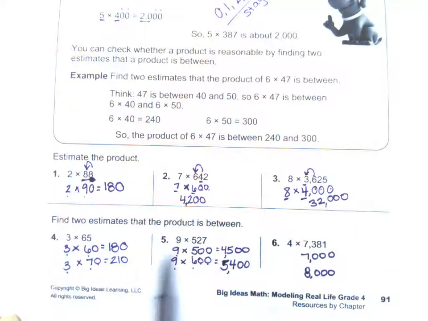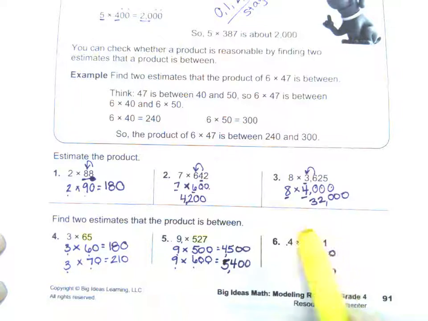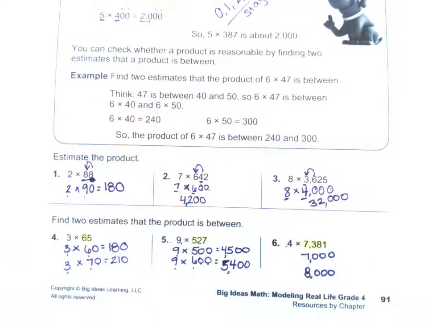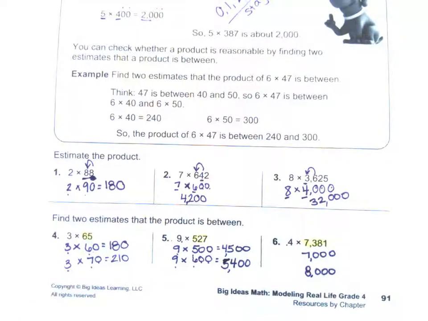I'm not looking at the one-digit factor in all these problems. I'm not focused on that. I'm focused on the multi-digit factor. So 527, that's the one I'm focused on, okay? You look at the largest place value, the digit in the front, and you think, okay, that's between 500 and 600. This number is somewhere between 7,000 and 8,000. And that's where those two numbers are coming from.